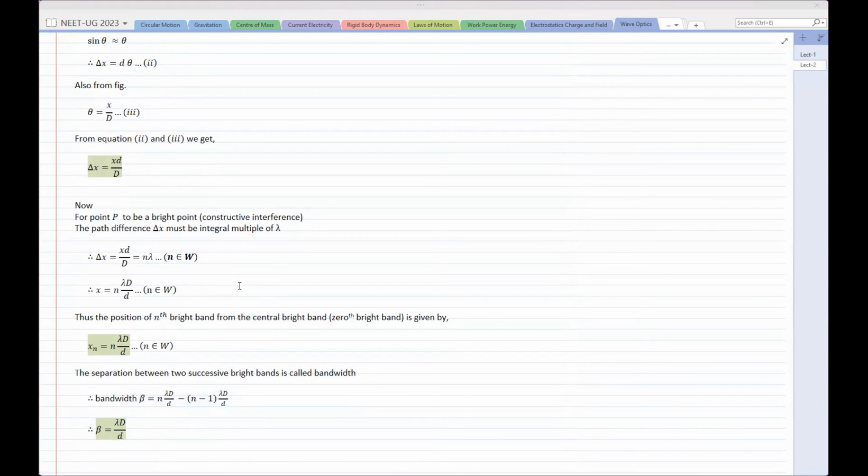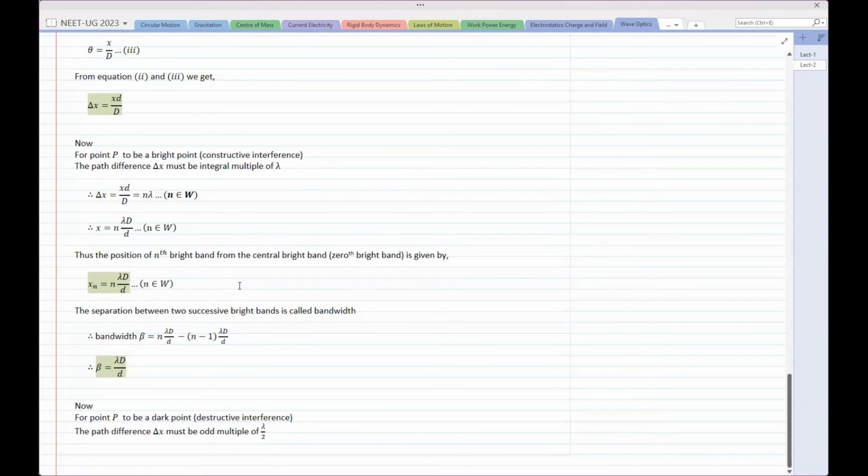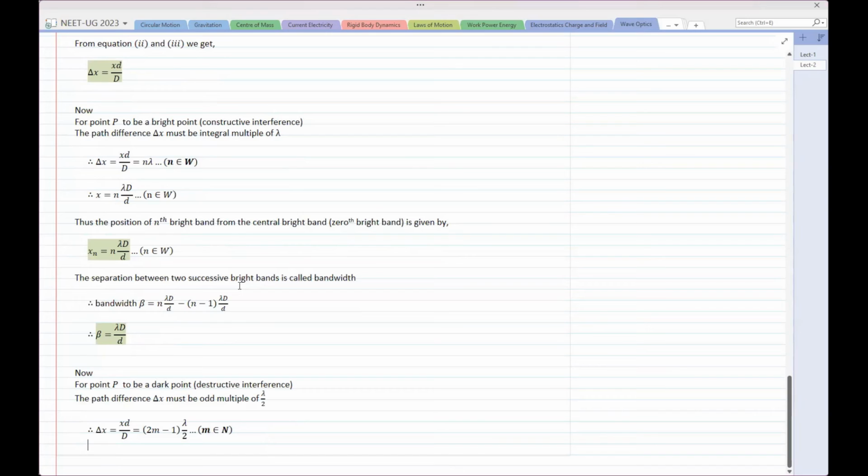Similarly, for point P to be dark point, destructive interference must take place. Now, for path difference delta X, destructive interference takes place when it is odd multiple of lambda by 2. So we can do that. Just compare. Now here I'm purposely not using n. Instead, I'm using m. And my n was a whole number. And here my m was... These are number representations. M is a natural number.